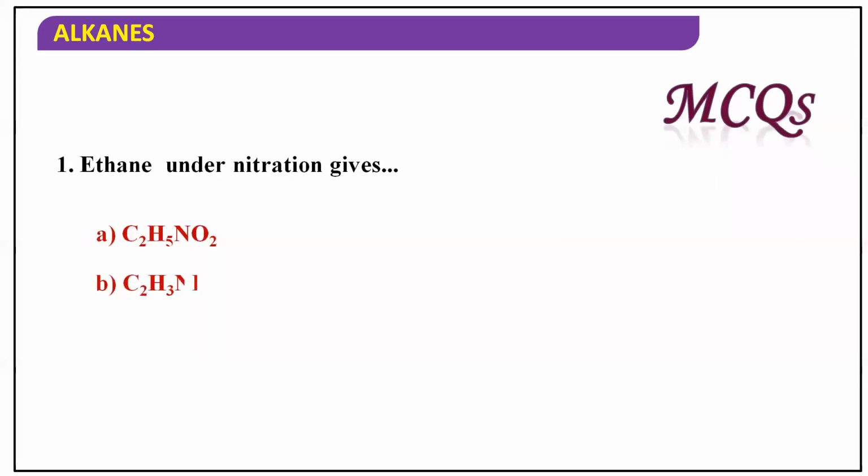Ethane under nitration gives, remember, it is a substitution product we discussed in the chemical reactions. Under nitration, what will be? One hydrogen will be replaced by NO2. So C2H5NO2.